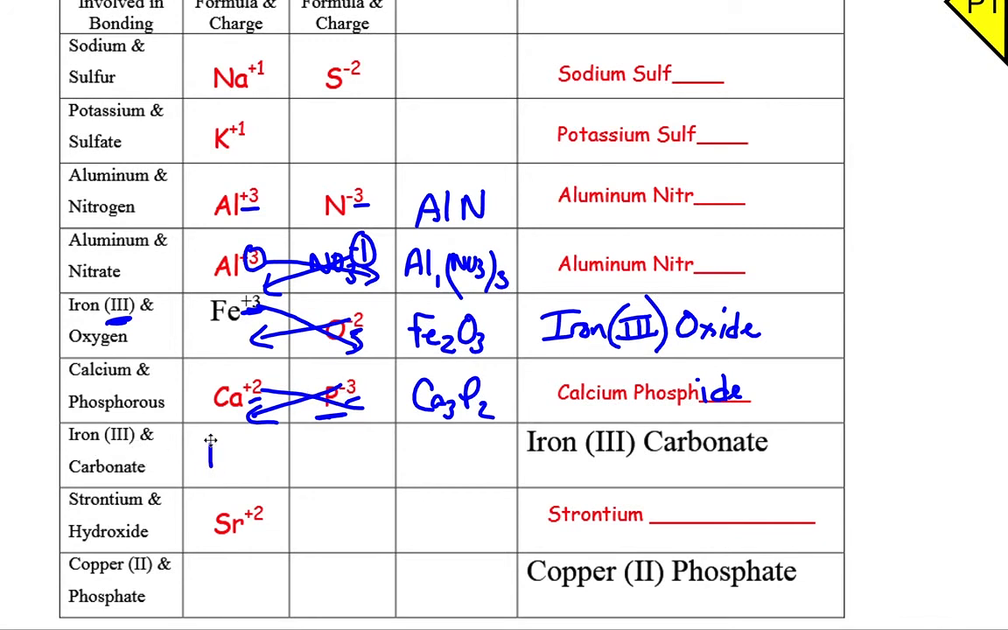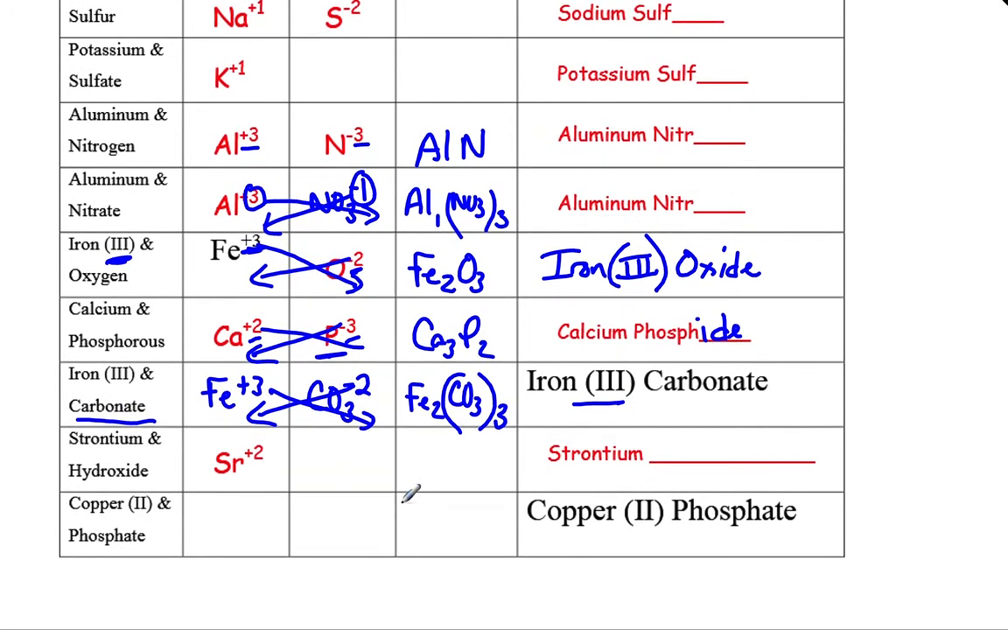Iron 3. I love it when I see Roman numerals. It tells me the charge. I don't even need to look at the periodic table. Carbonate. I like polyatomic ions because I know them. I don't have to look at the periodic table. Take the 3, put it here. Take the 2, put it there. So it's Fe2 and then CO3, and I want to write a number after my polyatomic, so that means my polyatomic needs to go in parentheses. Iron 3 carbonate.